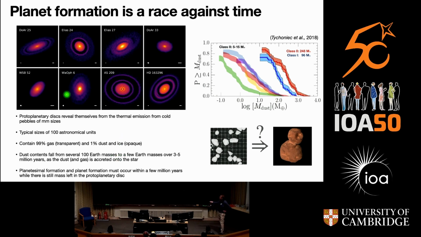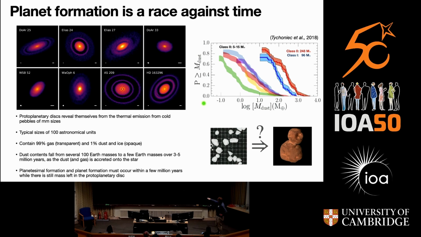We can do statistics on them. We can measure the total emission, convert that to a total mass, and poof, we can make a cumulative mass distribution here. And let me just explain here first. Class 0 and class 1 disks are young stars, less than 1 million years old, very, very young. And class 2 are stars that are almost losing their disk. They're a few million years old.